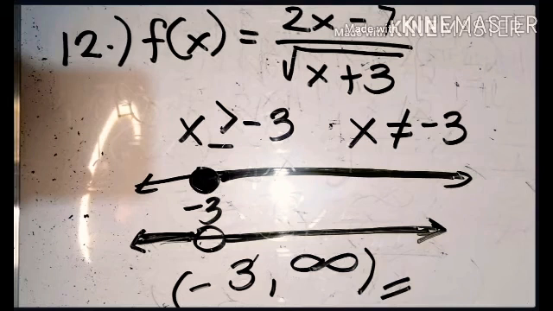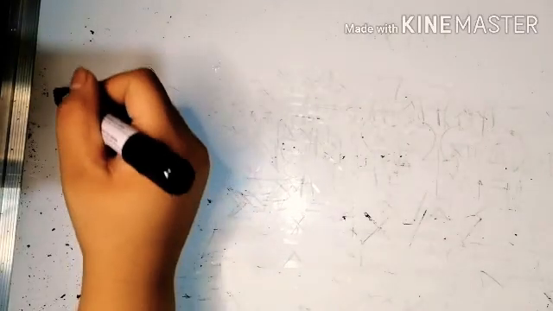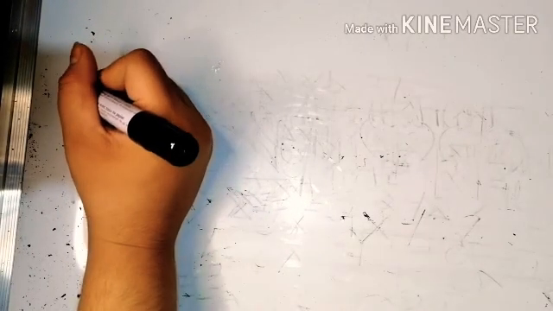So, ating domain lang, negative 3, positive infinity. Hindi included si negative 3, kaya siya ay parenthesis. So, sana maintindihan natin yan. Kaya, kailangan nating pag-aralan yan. Gagamitin natin yan sa limits. Okay? So, I hope maintindihan niyo yan. Let us have our last example.